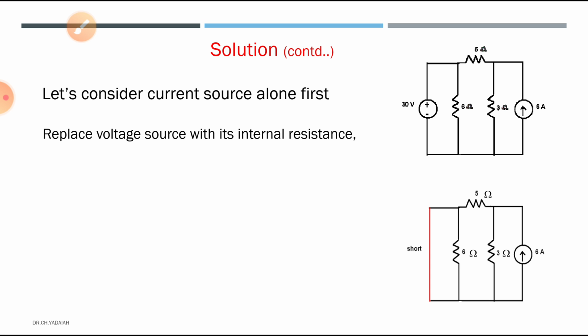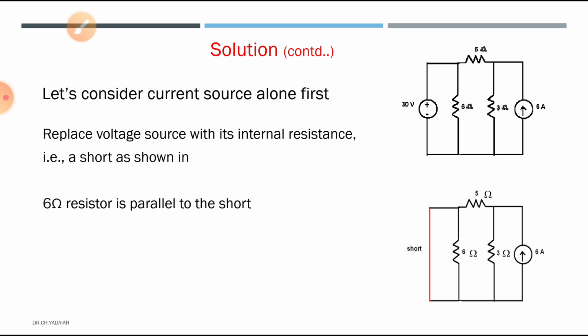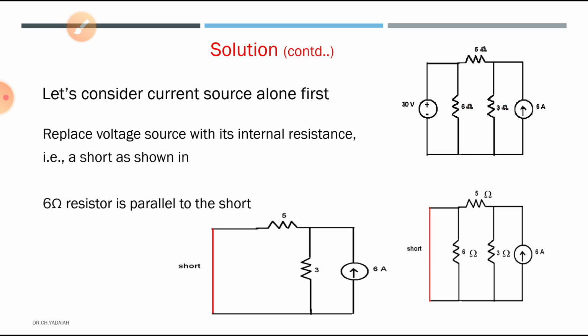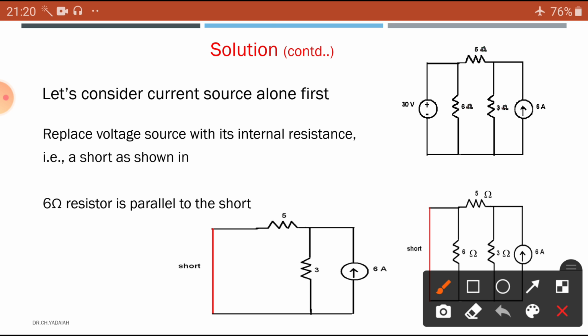Replace the value shorted as shown in the figure, and the 6 ohm resistor is parallel to the short value, and this becomes the circuit. Okay. Now what is the value? 6 amperes is the current here. I want to know what the current is here.